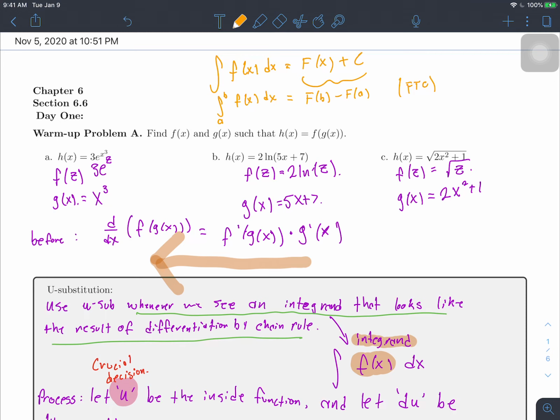Okay, so last time we learned how to do U-sub for this one, and today we're going to learn how to do definite integration using U-substitution. It's more or less going to be the same as usual. We have to be a little bit careful with what numbers we're plugging into what functions.